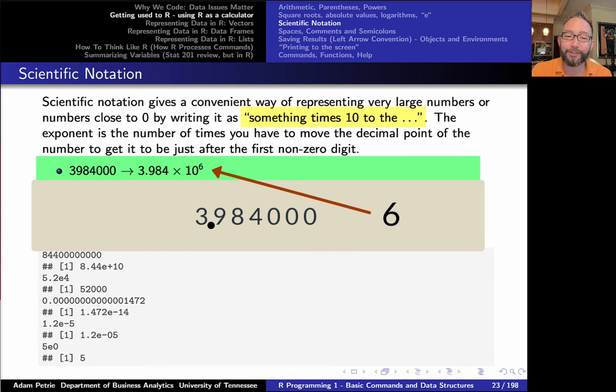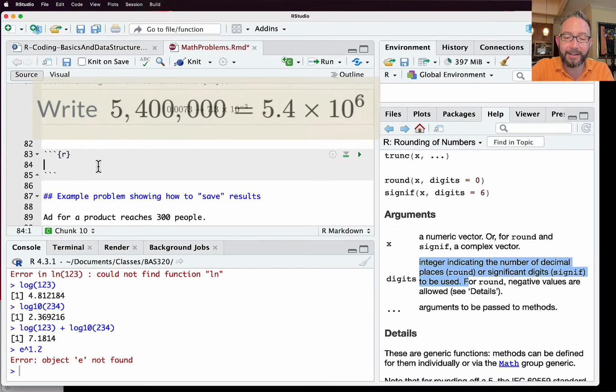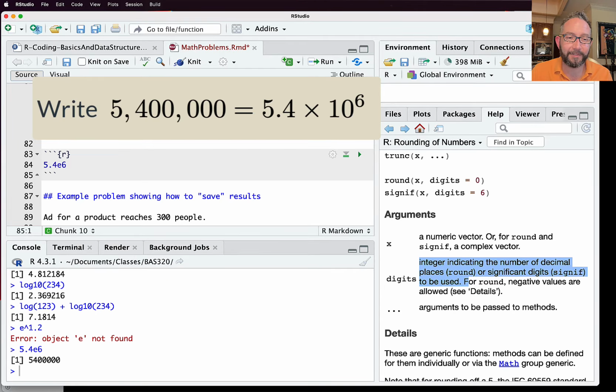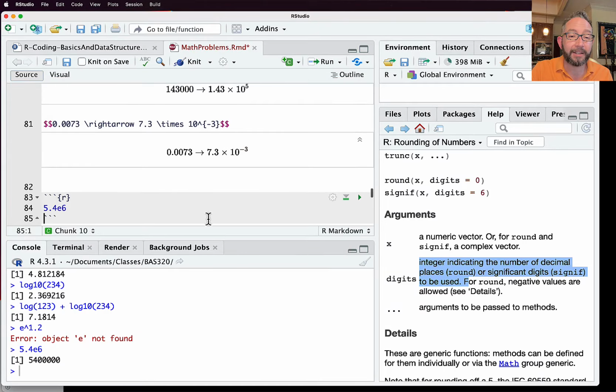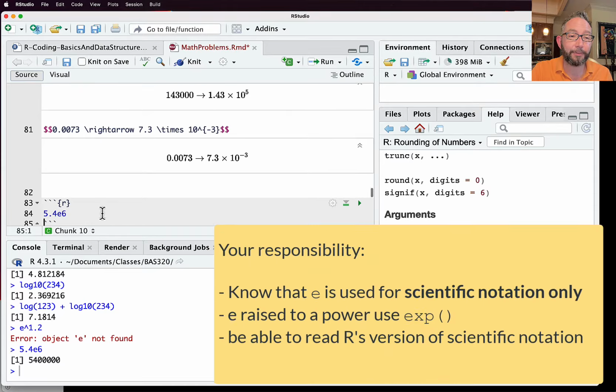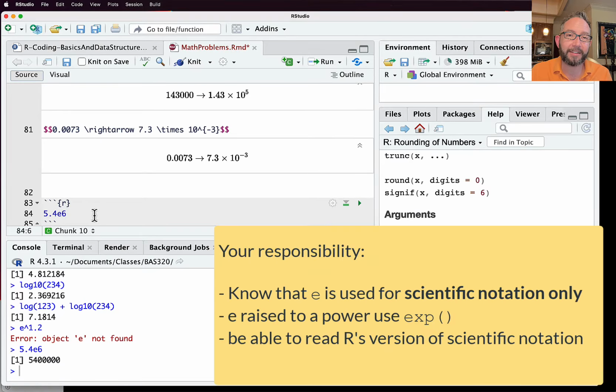The way that I would actually write that in R is by saying 3.984e6. So if I were to go back to RStudio and say, okay, let's go ahead and write any number, 5.4 times 10 to the 6, 5.4e6 is going to get me that 5.4 million, 5400000. So writing things in scientific notation, really not too bad. We just want to make sure that we know how to understand the result when we see that in R.